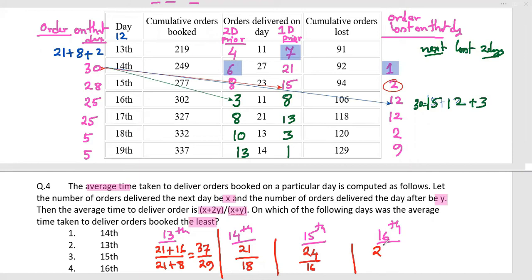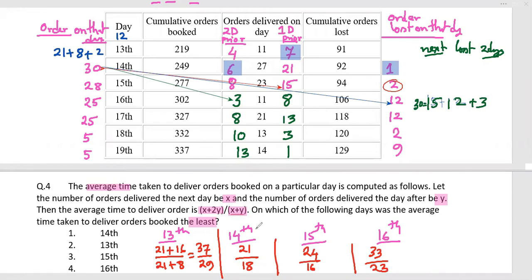16th data is 13 and 2Y, that means 20, 13, 33. 33 by 13, 20, 23.